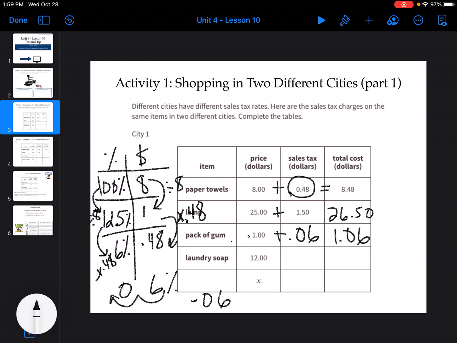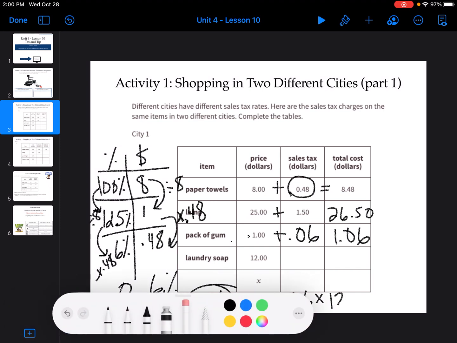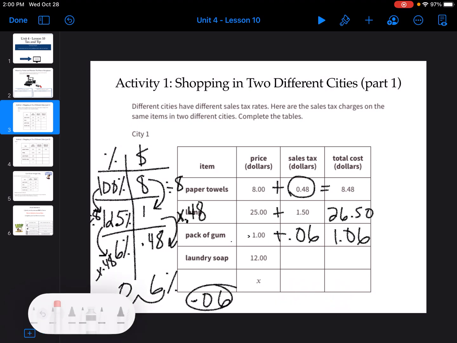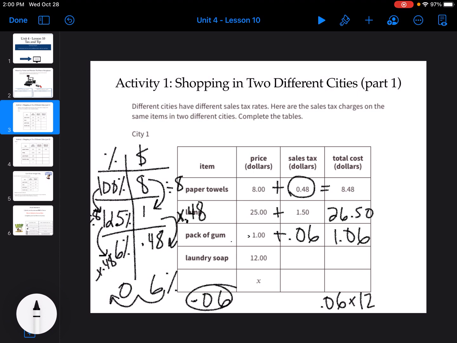Right? Laundry soap, same kind of thing. This time I'm going to multiply by my 6% sales tax. So I'm going to do 1.06 times, well, I'm not going to do 1.06. I'm just going to do straight up because they want the tax. So 0.06 times 12, because I'm finding 6% of 12. I'm going to multiply it in my calculator. I get 72 cents. So I'm going to add, and I get $12.72.